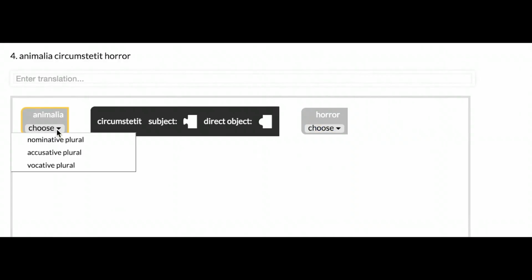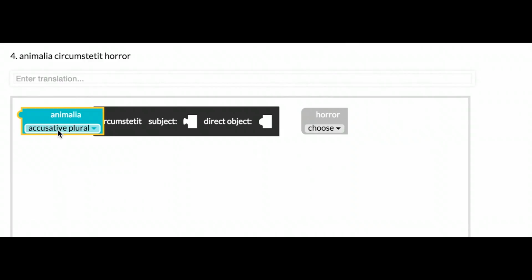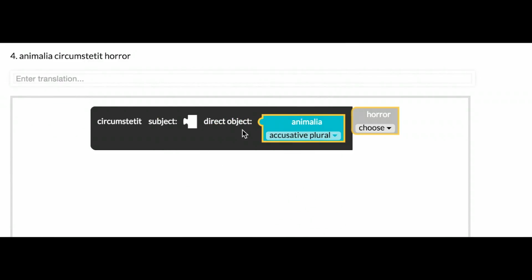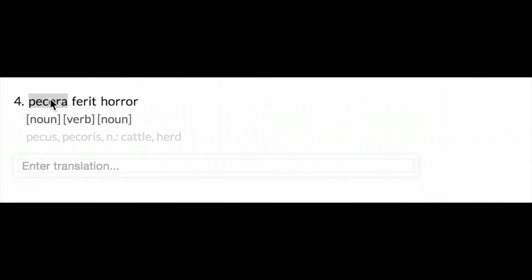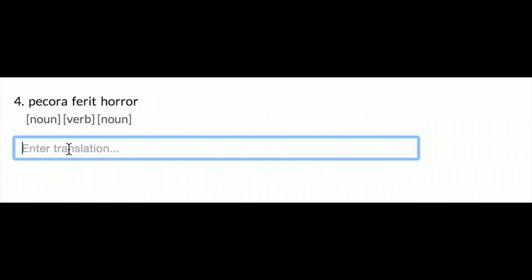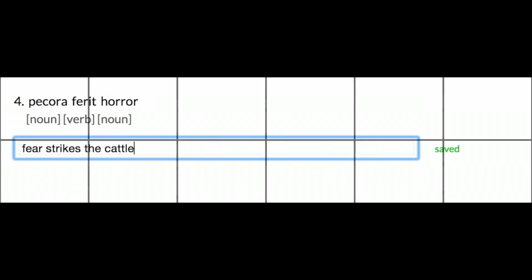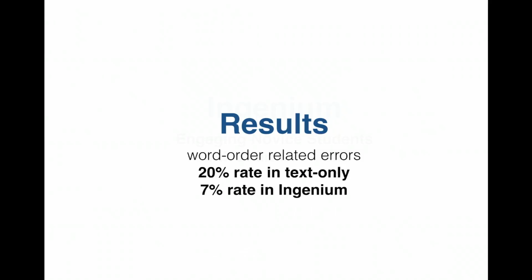Our study revealed that participants were much more engaged both subjectively through self-reports and objectively through opting to perform more optional exercises using Ingenium than a control or text-only version of the translation exercises. We also found a substantial decrease in error rates overall, especially those related to word order. While 20% of all responses were incorrect due to word order in the text-only interface, only 7% of all responses were incorrect due to word order using Ingenium.